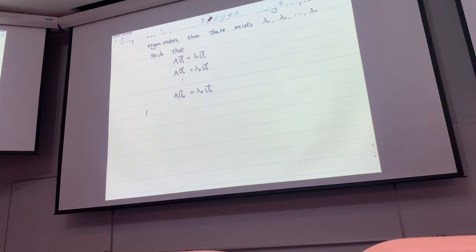So I just let P equal to V1, V2, to Vn. We can write these n formulas in matrix form as AP equal to P times D, or P times the diagonal matrix lambda 1, lambda 2 to lambda n. Written in this way.